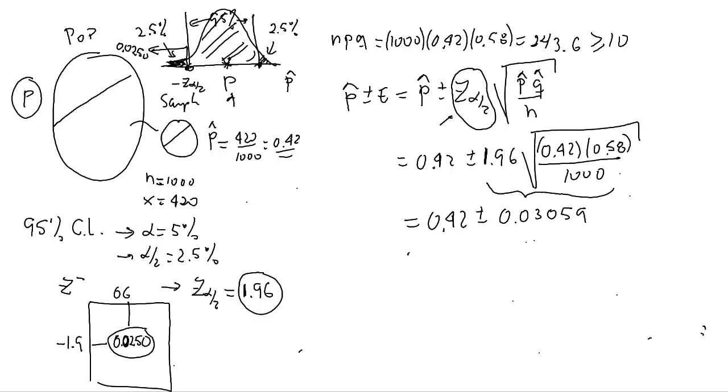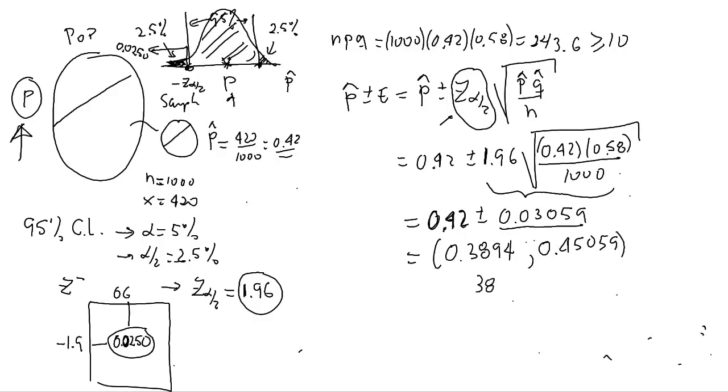Then actually my confidence interval will be, when we subtract the error from 0.42, we obtain 0.38941. And when we add the error to 0.42, we obtain 0.45059. That is my confidence interval. I am 95% confident that the true proportion of citizens that agree with the government is between 38.9% and 45.1%. I am 95% confident that the true proportion is inside this interval.